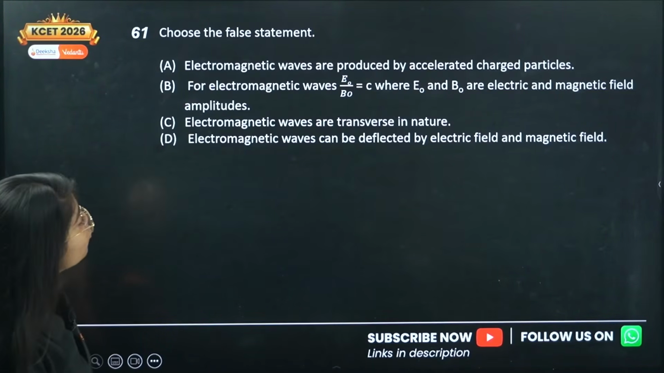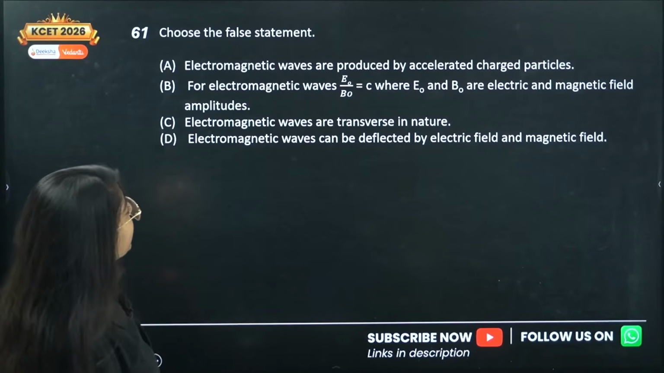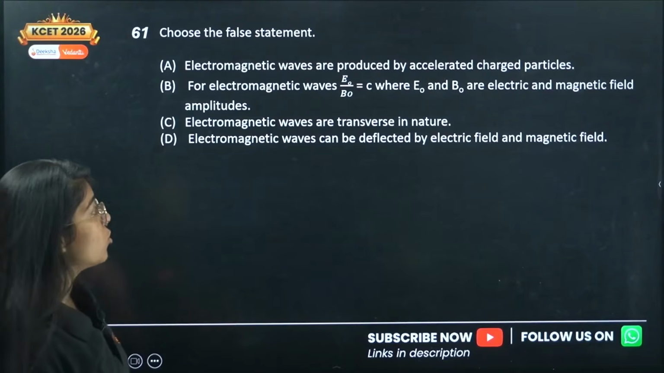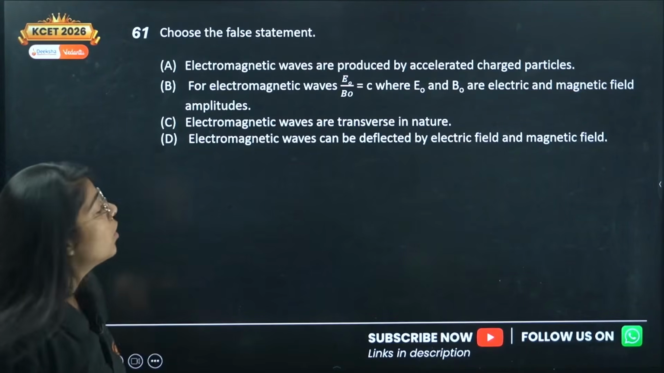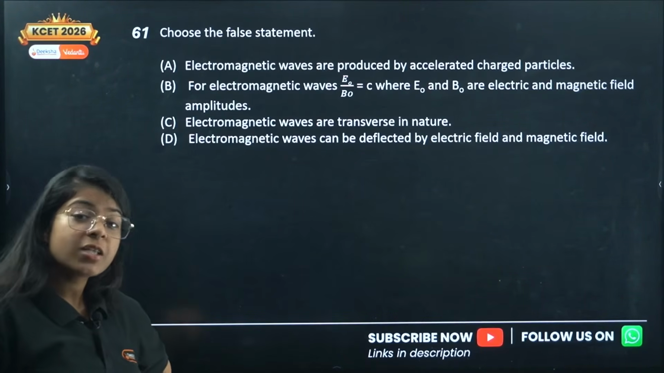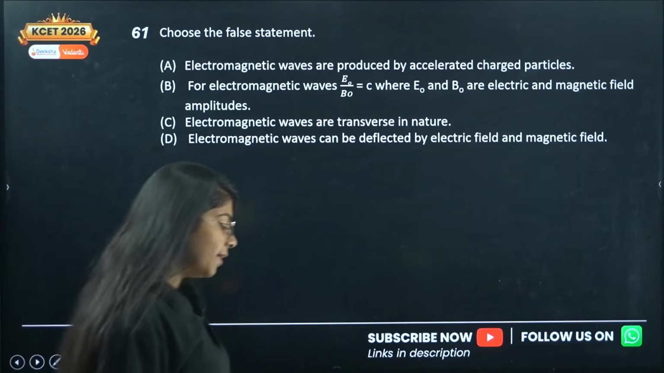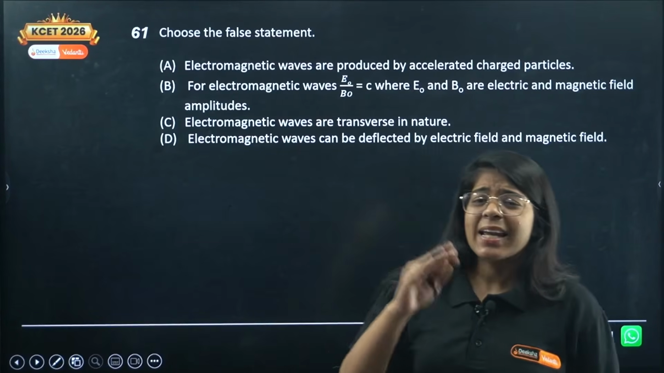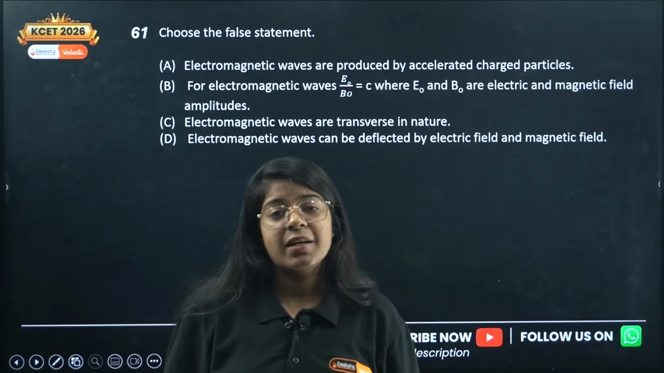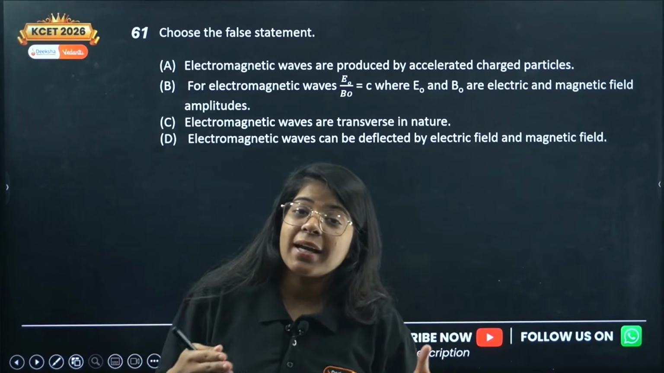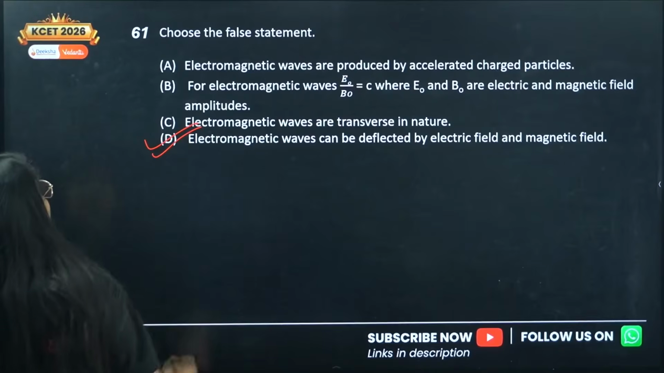Electromagnetic waves are produced by accelerated charged particles. Makes sense. For electromagnetic waves, E naught by B naught equals C, where E naught and B naught are electric and magnetic field amplitudes. Electromagnetic waves are transverse in nature. Electromagnetic waves can be deflected by electric and magnetic field. Now, ma'am, electromagnetic waves are in themselves a combination of electric field and magnetic field. Why will they be deflected by electric and magnetic fields? Correct? So that is clearly the false statement.